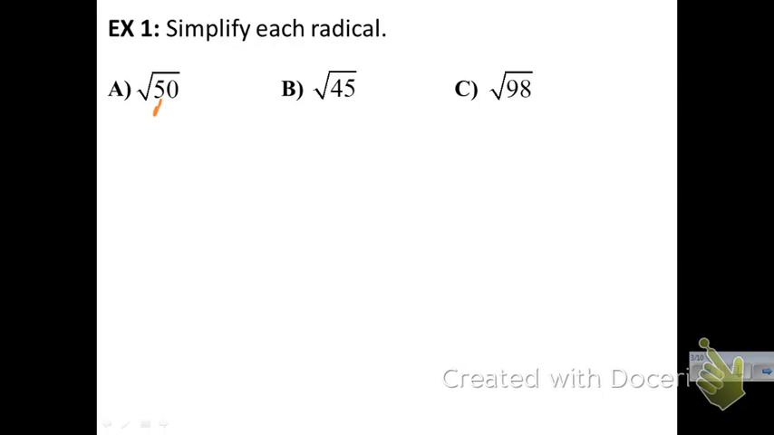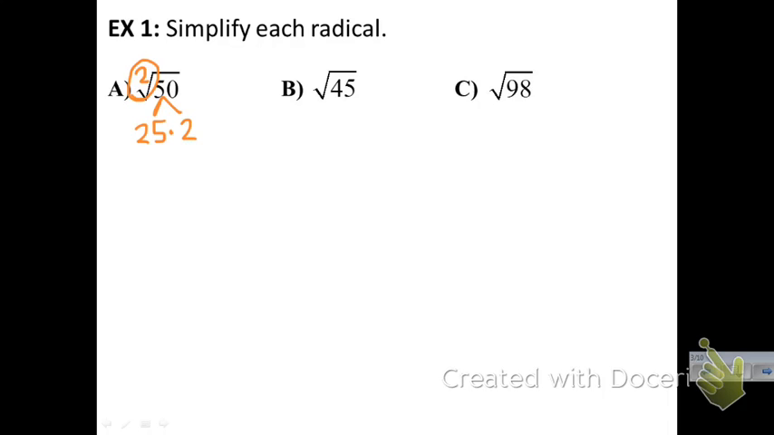There are multiple ways to break this down. And we talked a lot about what the index is. The index is that number. If there isn't a number, it's a 2. And what that means is that we've got to have 2 of the same number to bring one outside of the radical. So 50 can be broken down to 25 and 2.